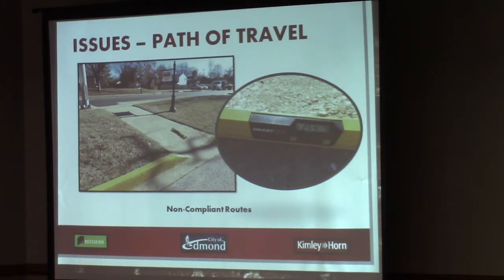Okay, so this one, for instance, is 25.4%. That's hugely out of compliance and a liability. So that would be something that would go onto a high priority list.